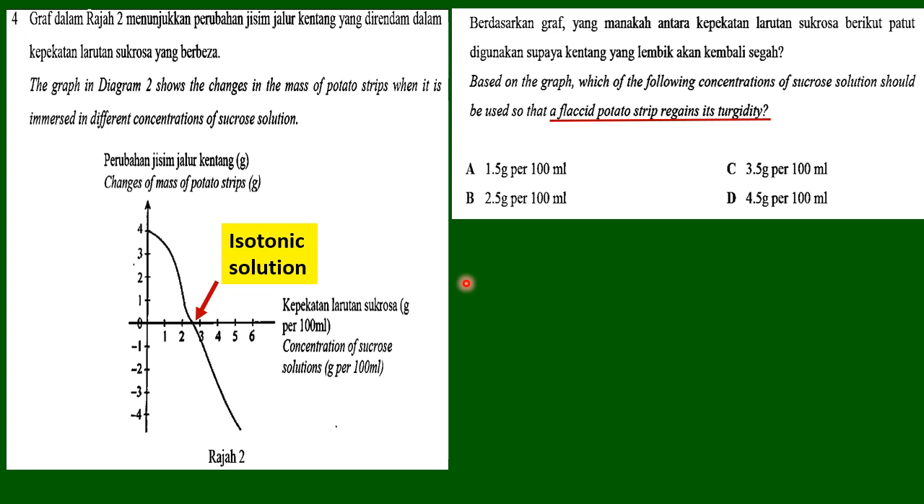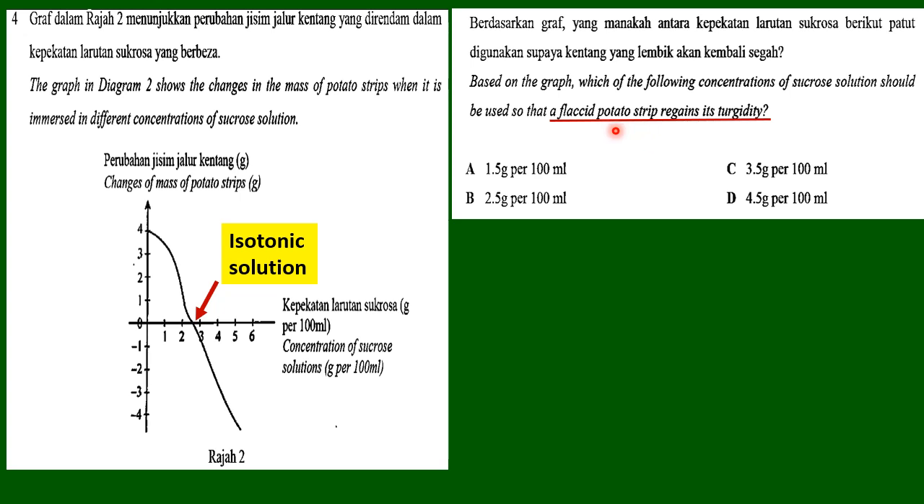So based on the graph, which of the following concentrations of sucrose solution should be used so that a flaccid potato strip regains its turgidity? A flaccid potato strip is one that has lost some water through osmosis, so it's soft. So what kind of solution are you going to place it in so that it will become firm again? Usually the word turgidity is used for cells, for cells to regain their turgidity. And then the potato strip will become firm and hard.